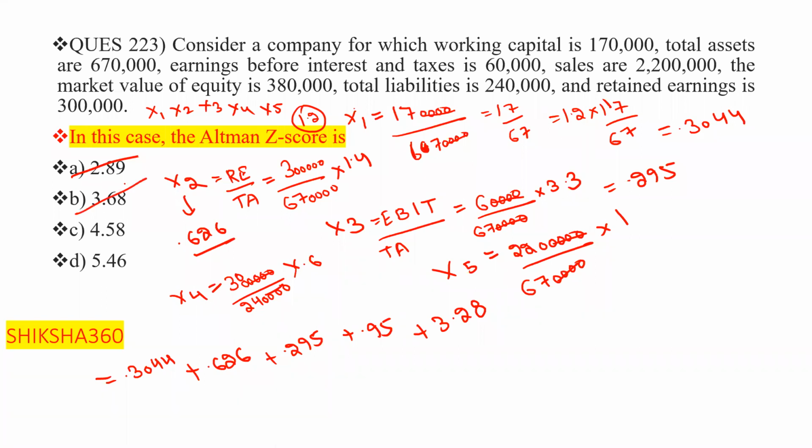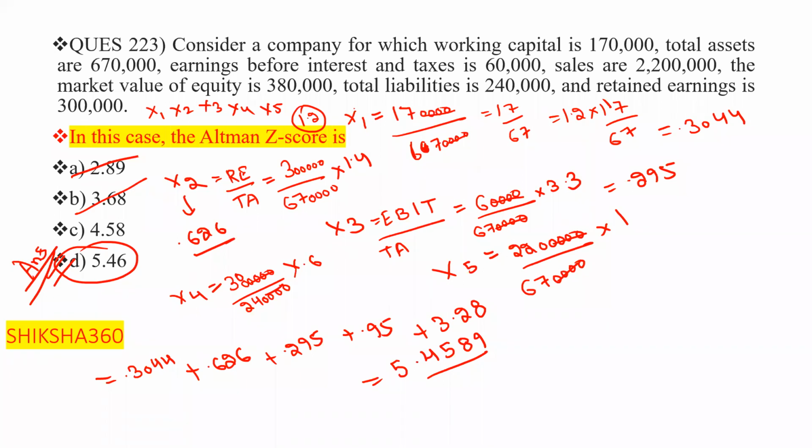Clear? So 3.28 plus 0.95 plus 0.295 plus 0.626 plus 0.3044. On calculating all this, I will get 5.4589, which we will approximate to option D, that is 5.46. Clear? So this is the value of the Altman Z score. This type of question you can expect in the form of a case study.